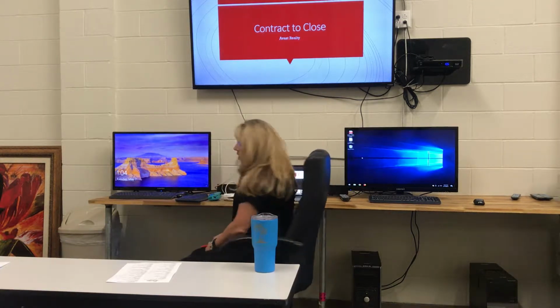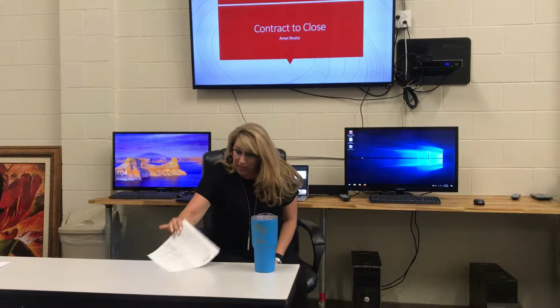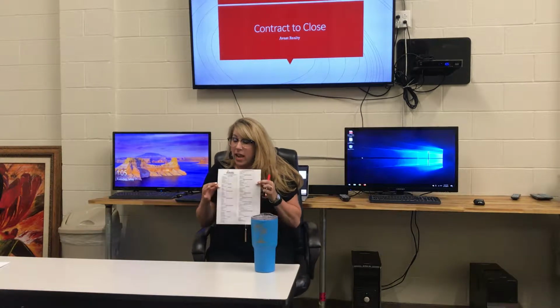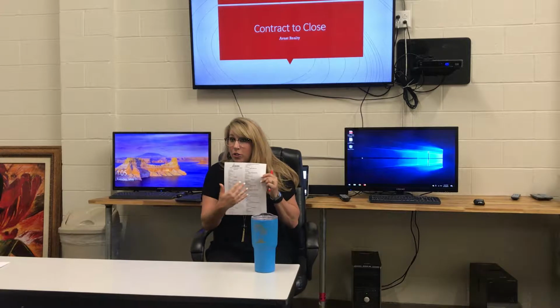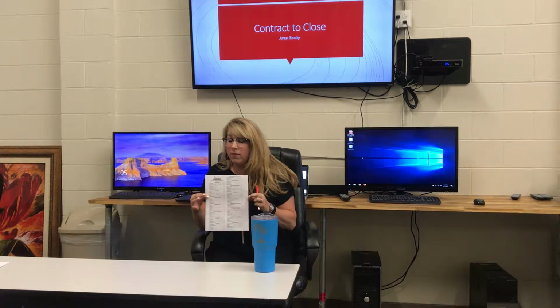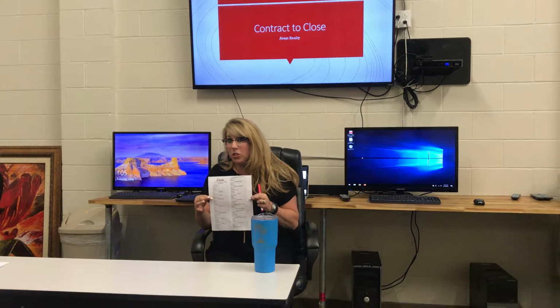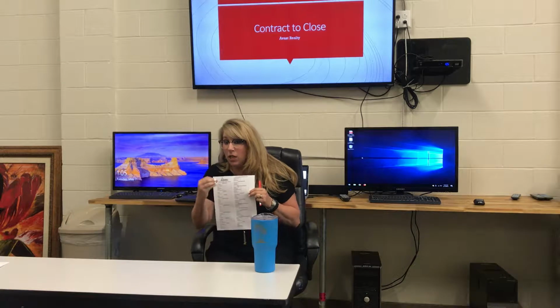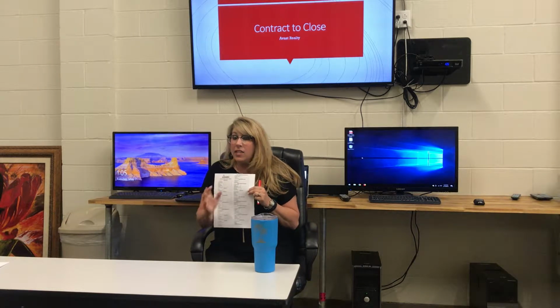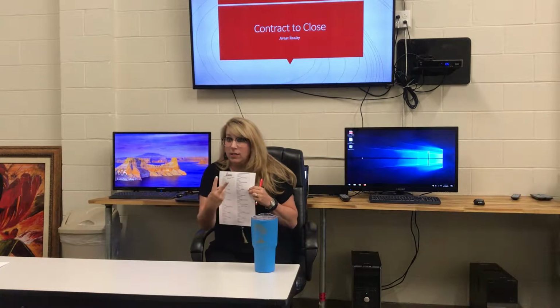All right, so contract to close. The biggest thing you need to know is we have on paperless pipeline, and we're going over to ATM, our Avast Transaction Management System. We have a contract information sheet. This comes into play the minute you get someone under contract, and this applies whether you have the buyers or listing, okay?